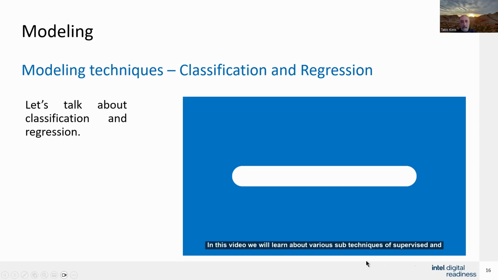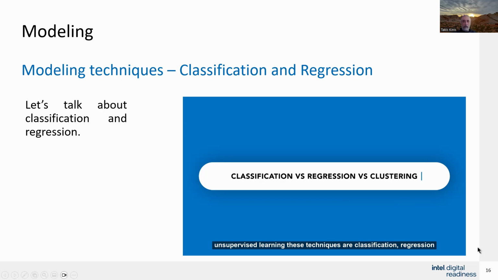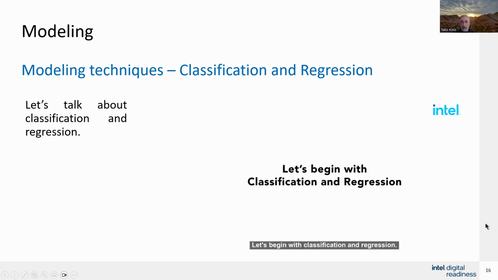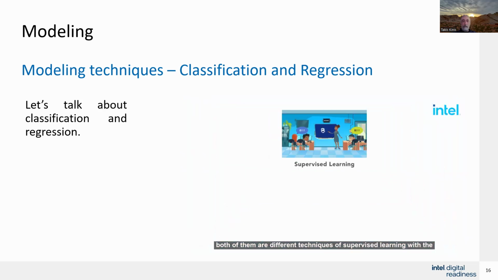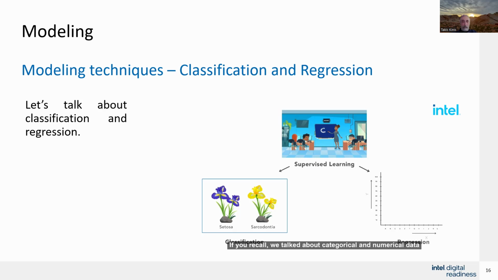Hi everyone. In this video we will learn about various sub-techniques of supervised and unsupervised learning. These techniques are classification, regression and clustering. Let's begin with classification and regression. Both of them are different techniques of supervised learning, with the major difference between the two being in the kind of labeled data they deal with. If you recall, we talked about categorical and numerical data in the last video. In this video, we will understand what each of these data types mean with the help of simple examples. We will also learn which kind of problems will be better suited for either of the techniques.